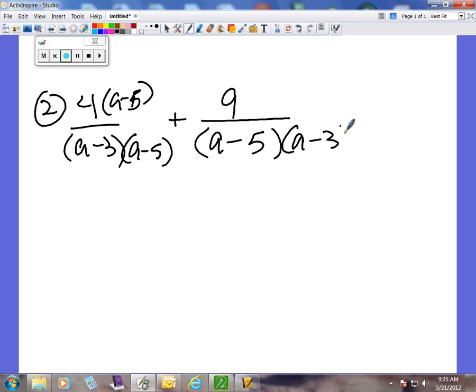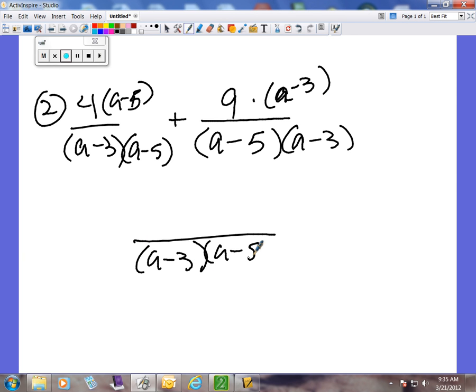Now, don't we have denominators alike? Right? Don't we have denominators alike? And whenever you multiply the bottom by something, you multiply the top by it too. So what's my new common denominator? Write that down. A minus 3, a minus 5 is the new denominator. Now you're going to simplify in each and combine and put them in the new numerator.